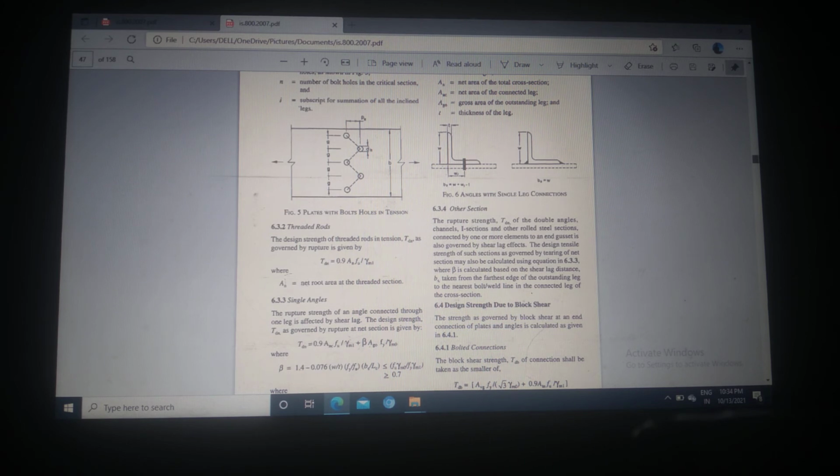Okay, now one more thing I want to tell you: in SDD2 there will always be two types of problem. In the first problem, we are given the cross section, the dimensions of the cross section of the member, everything. We have to find what factored load it can tolerate. For that also we will have to find the design strength, and on the basis of that we will find the factored load it can resist without failure.